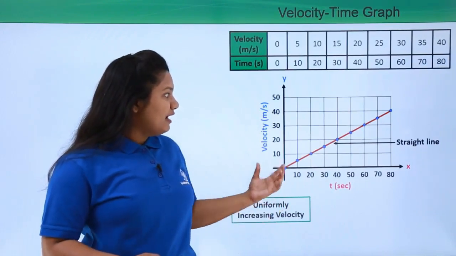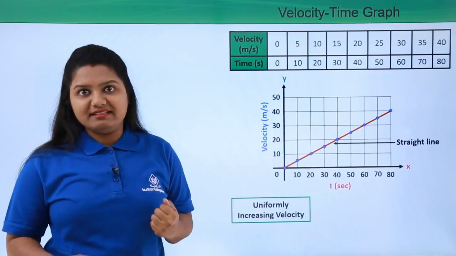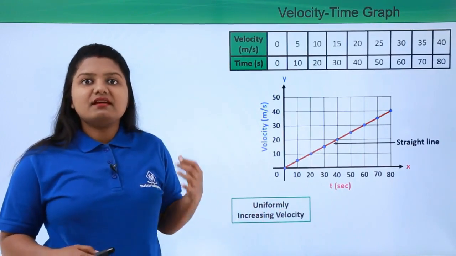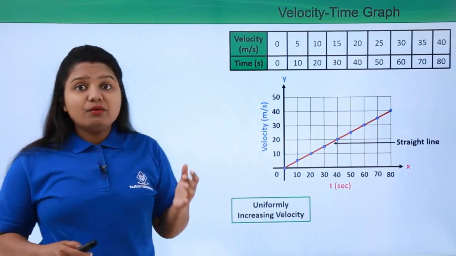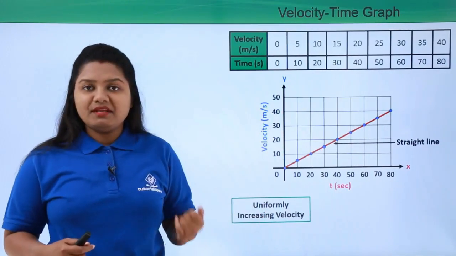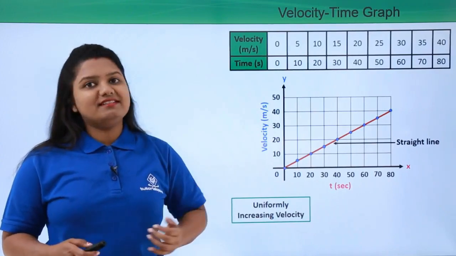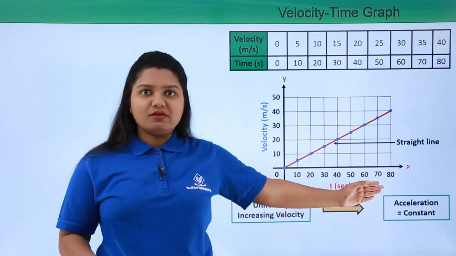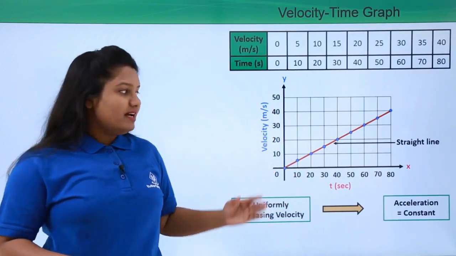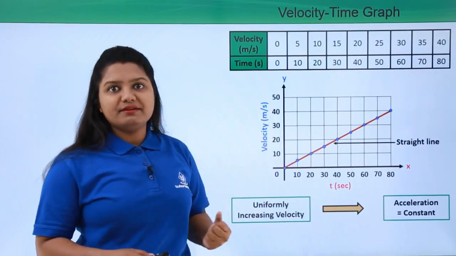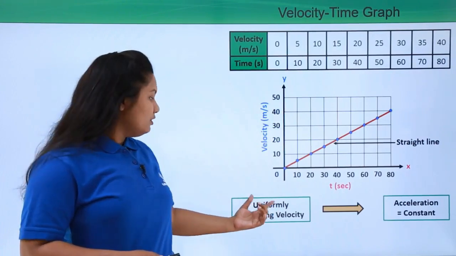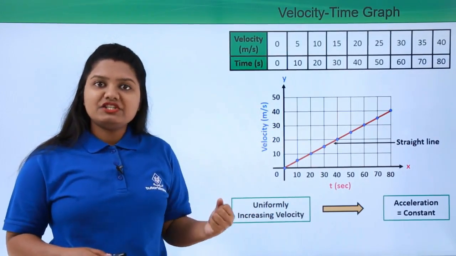And now let us try to find out what will be the nature of acceleration in this case. Now we said that it is moving with a uniformly increasing velocity, which means a constantly increasing velocity. We know that acceleration is the rate of change of velocity. Here the velocity is uniformly changing, which means that the acceleration is constant in this case. So whenever we see a velocity time graph which is a straight line and not parallel to x-axis with a positive slope, we say that the body is moving with a uniformly increasing velocity and its acceleration is constant.